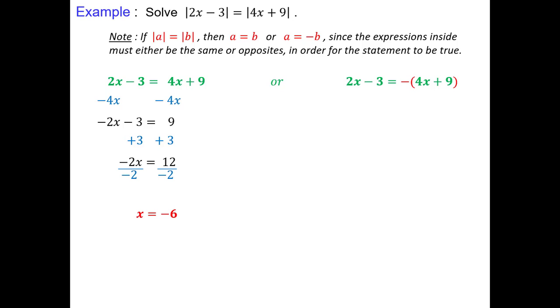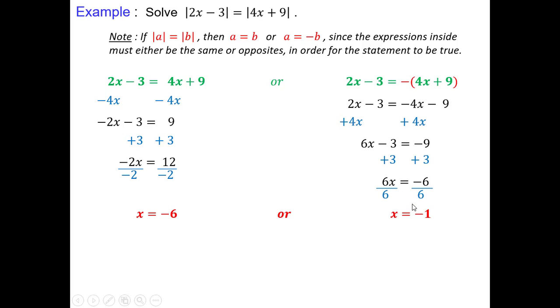So negative 6 is one of the numbers that's going to make that statement true. But it's not the only one. Because if I now distribute this negative to both terms on the right, I get negative 4x minus 9. Adding 4x is going to give me 6x on the left. And adding 3 is going to give me negative 6. So now we've got a basic one-step equation, divide by 6, and we find out that our answer is x equals negative 1.